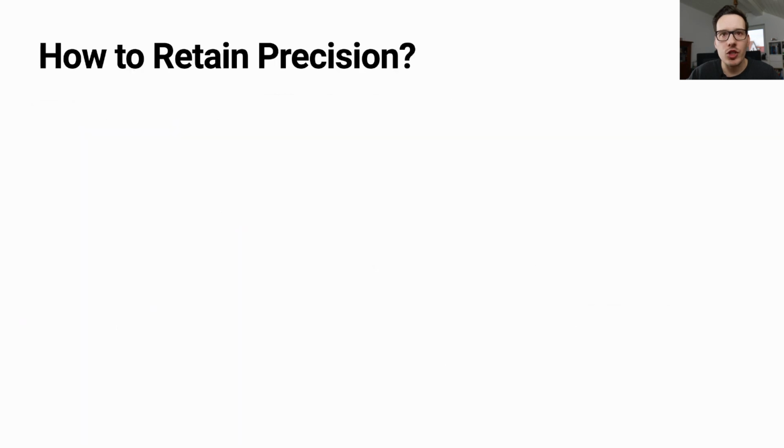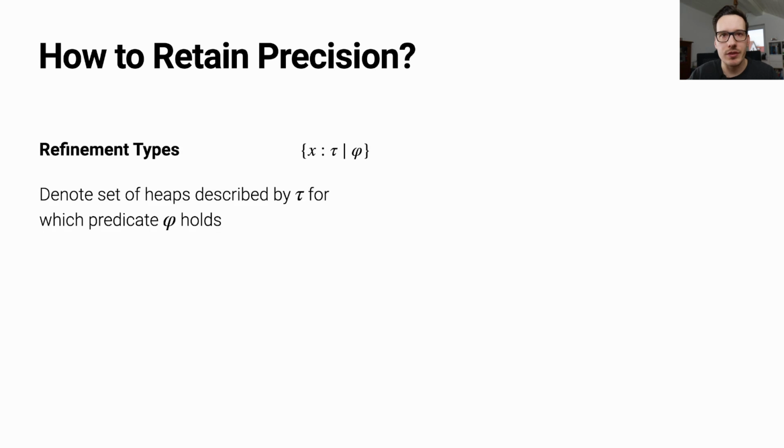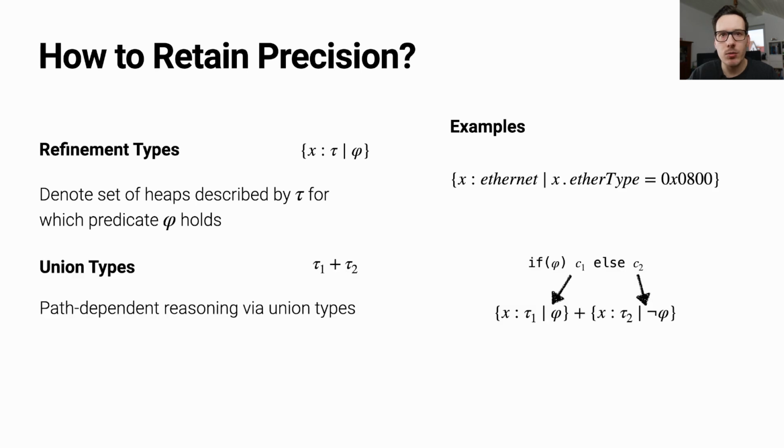The biggest overall challenge is to retain precision while type checking. For every command, we want to capture the effect it has on the current program state. The first thing we need are refinement types, which allow us to make assertions about heap types. For example, that some header field contains some specific value. We also want to precisely track the outcome of conditionals, which we achieve by combining union types with refinement types.